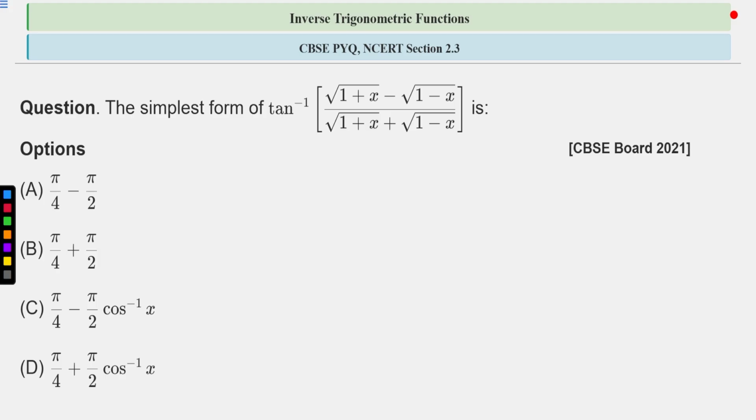Next question is, write the simplest form of tan inverse of (root over 1 plus x minus root over 1 minus x) upon (root over 1 plus x plus root over 1 minus x), right? Option A is pi by 4 minus pi by 2. Option B is pi by 4 plus pi by 2. Option C is pi by 4 minus pi by 2 cos inverse x. And option D is pi by 4 plus pi by 2 cos inverse x, right?